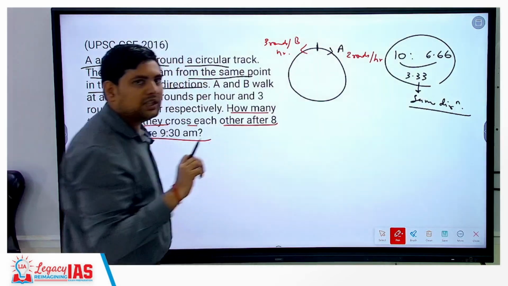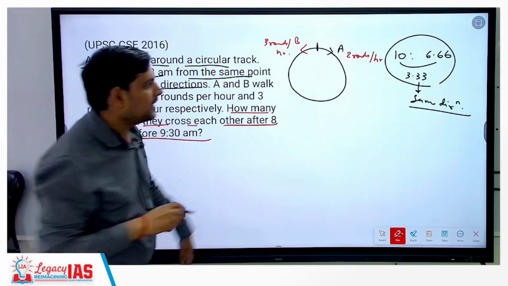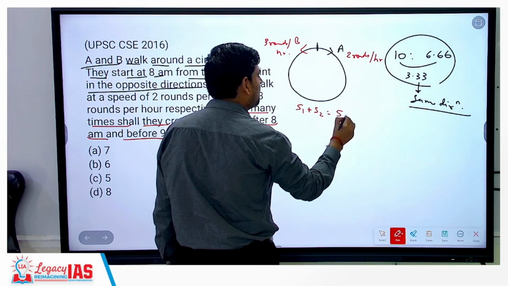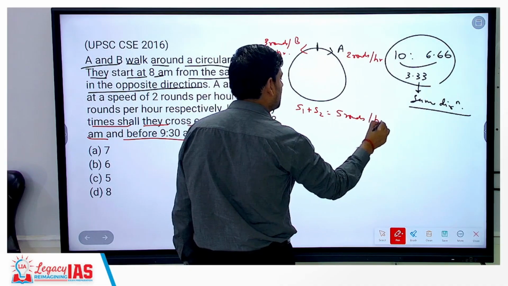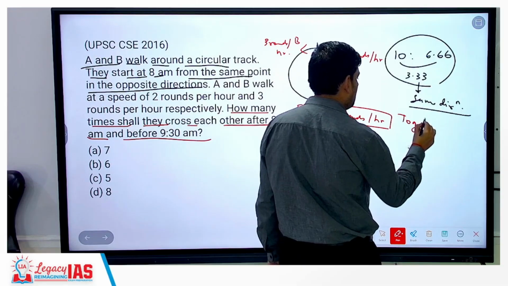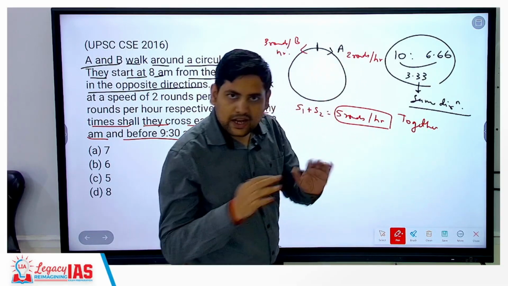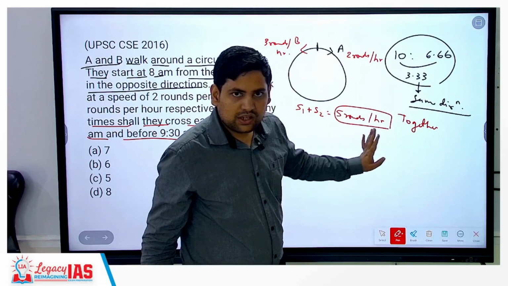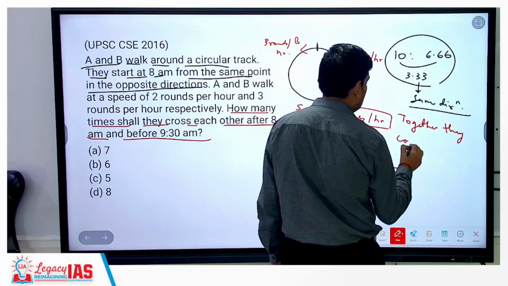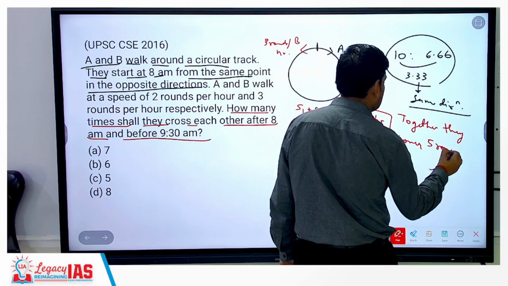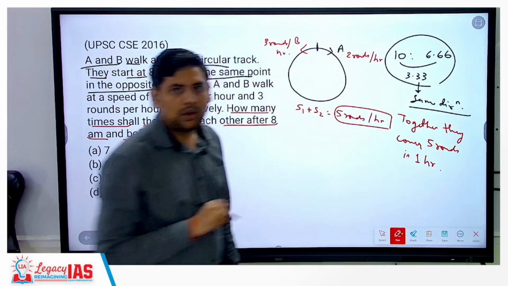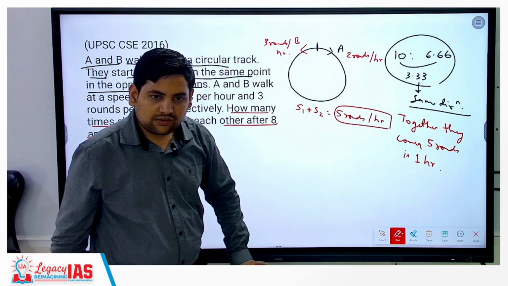Together they have to complete one circle, correct? So here the speeds will be added. So S1 plus S2, you get 5 rounds per hour. This means what? Together, if I add both of their work, together they cover 5 rounds in 1 hour.